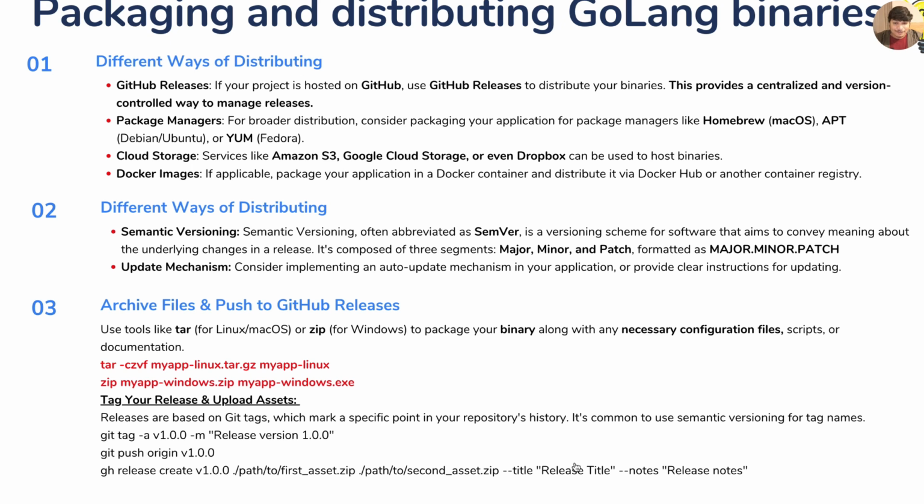Then package managers. For example, for product distribution, consider packaging your application for package managers like Homebrew, which is for macOS, APT for Debian or Ubuntu, or Yum for Fedora. And cloud storage. Services like AWS S3, Google Cloud Storage, or even Dropbox can be used to host the binaries. And the fourth popular one, that is Docker images. So if applicable, package your application in a Docker container and distribute it via Docker Hub or any container registry like AWS ECR or Google GCR.